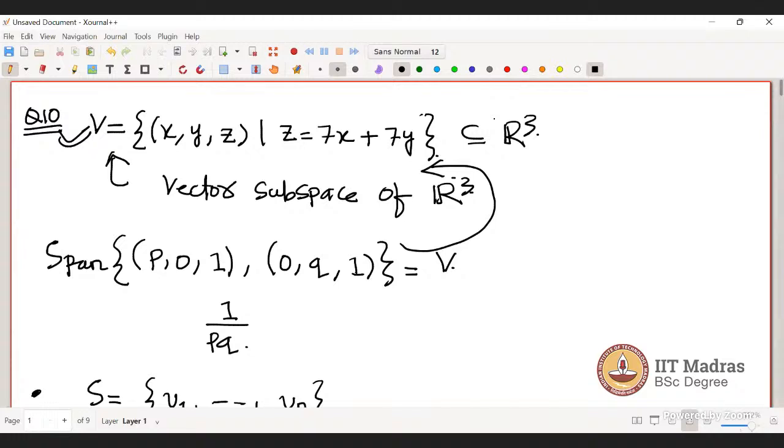If you put P equal to, then basically you will get 1 equal to 7P. In the same way for Q, 1 equal to 7Q. What you are saying is true. This is an easier way of doing the same thing. I agree, this is a much easier way to solve this question. Okay, thanks.